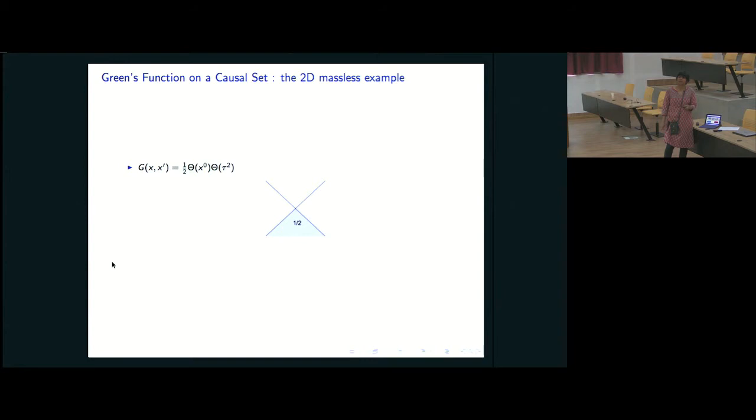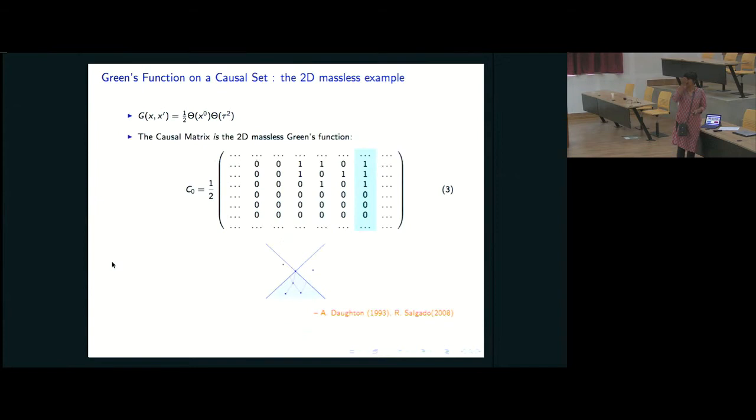I look at my propagator, and I might have messed up the sign because I'm using a convention that I think I changed in between. But in 2 dimensions, the massless propagator is very simple. And in fact, if I write down the causal matrix, which doesn't have this half here, it's the set of relations between the points in the discretization, okay? So let me just walk you through this.